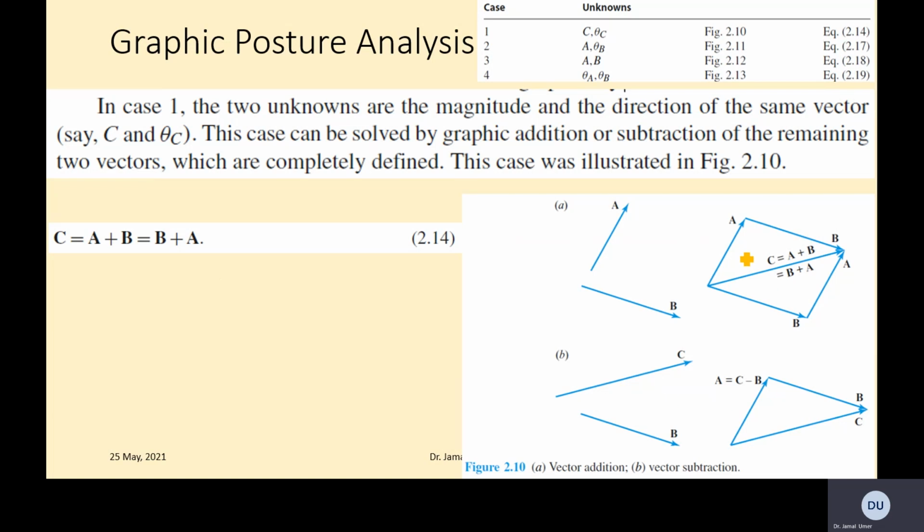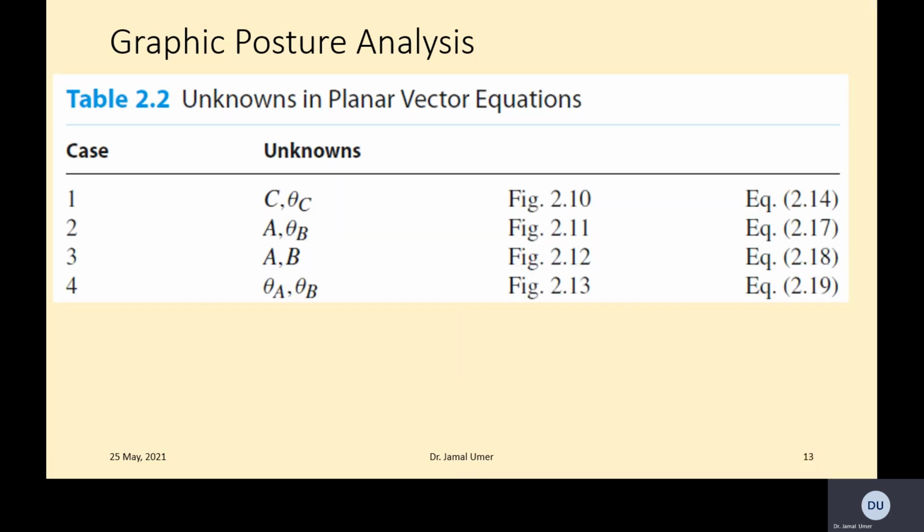And in the first case, it was just one solution. So we can find out C's magnitude as well as direction. So that was the simplest one. All right, so this set of equations or unknowns was defined. So these are four possible unknowns that could happen during planar vector equations. So planar mechanism, which we are discussing only in this module.